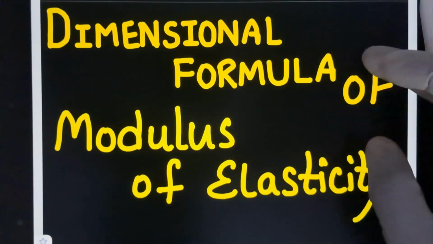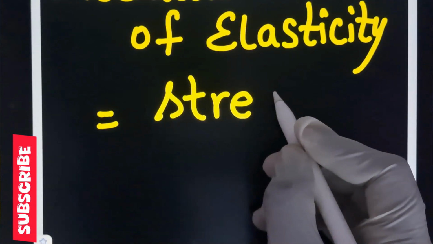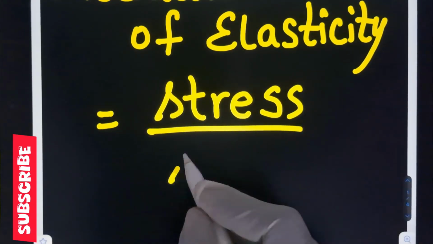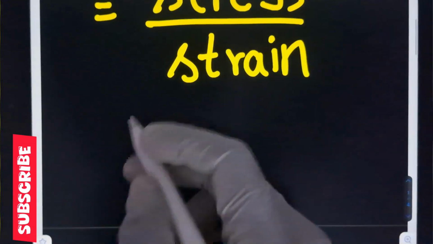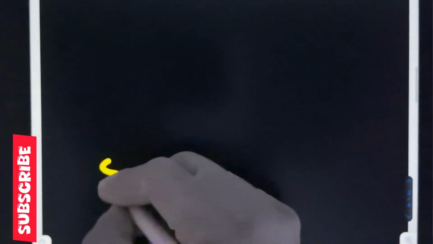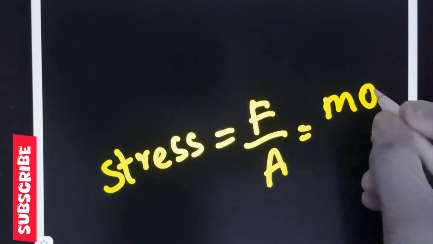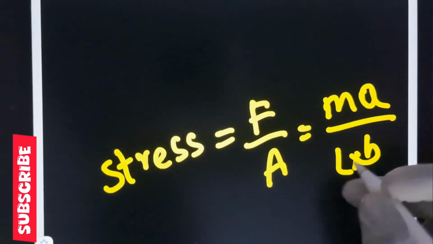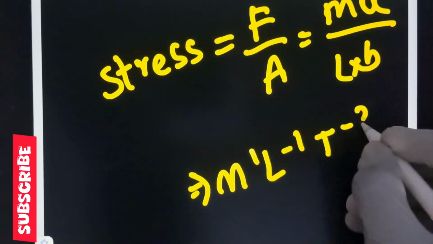Dimensional formula of modulus of elasticity. Here elasticity is equal to stress by strain. And we have to know the dimensional formula of the stress. In case you need it, it is in the playlist of the dimensional formulas in our channel. Stress is equal to force by area, and here force is mass into acceleration by area. So here we get m power 1 L power minus 1 t power minus 2. This is the stress dimensional formula.